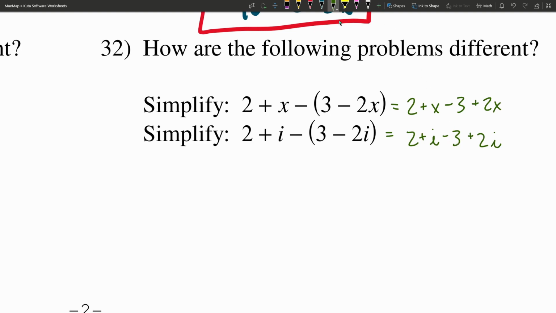Now what are my next steps? Well, I'll combine the 2 and negative 3 and the x and 2x. And that's the same thing I'm going to do below. I'm going to combine the 2 and negative 3 and the i and 2i. So there is no difference between these two problems. We go through the same exact steps. So there is no difference.